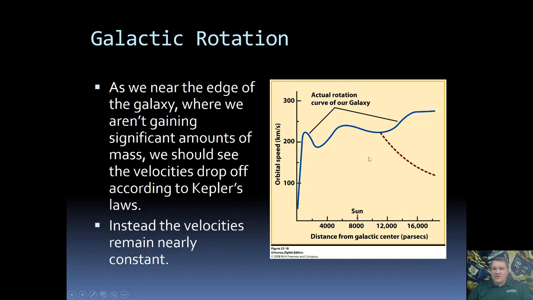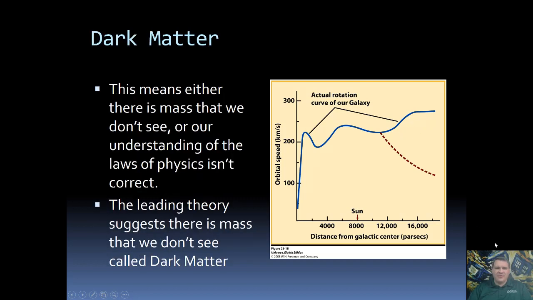Now, as we get out towards the edge of our galaxy, as we step out more, we're not actually adding that much more mass to our galaxy, so we would expect the stars to begin slowing down following Kepler's third law. This dashed curve is what we expect based off of the amount of mass that we can actually see. The blue is what's actually going on. It is not dropping off as we would expect. Instead, it's leveling off or even increasing a little bit.